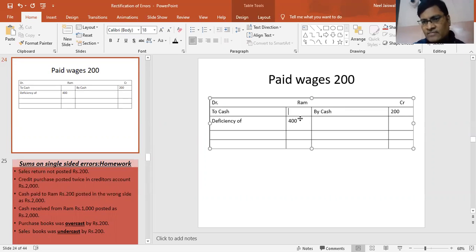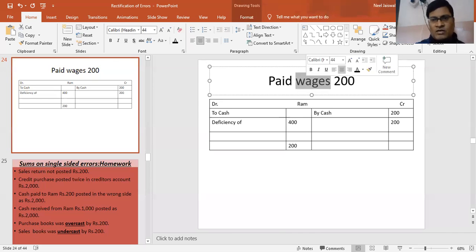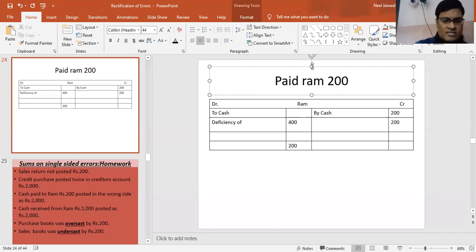Now to make it correct, my debit side should show 200 more. So I have to record 400 over here so that I can get a balance of 200. Balance brought down and balance carried down, 200. This is what my RAM account is getting. This one paid RAM, so this RAM account is getting affected over here.